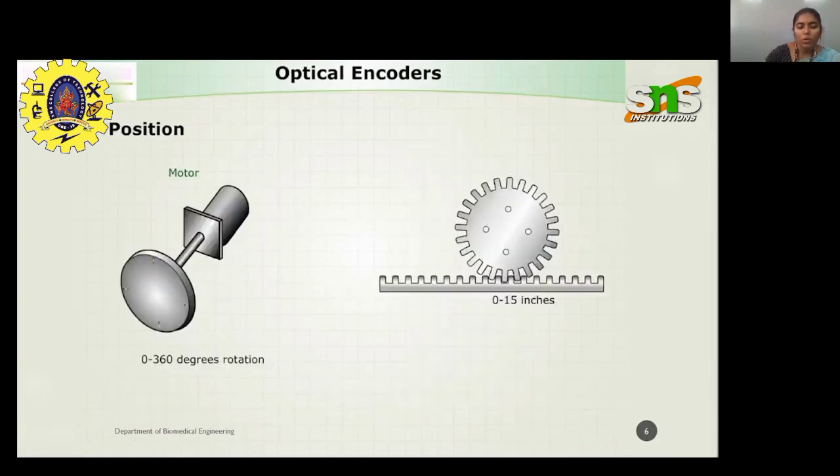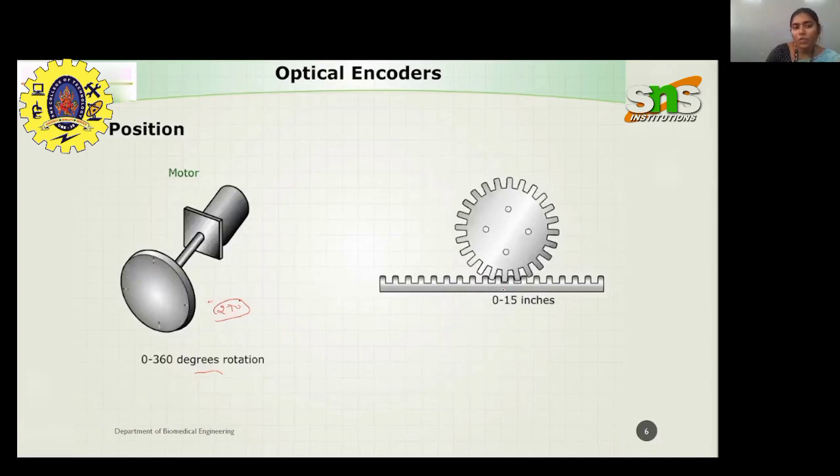Next, position. If you want to know the position for that respective motion control system, for a rotary mechanism you will be measuring in terms of degrees, from 0 to 360 degrees. From this you get the exact position. For example, if the motor is at 270 degrees, it represents the location, that is the position of the rotor.